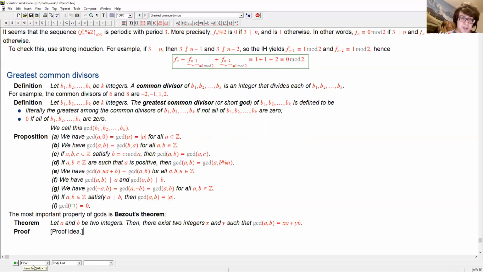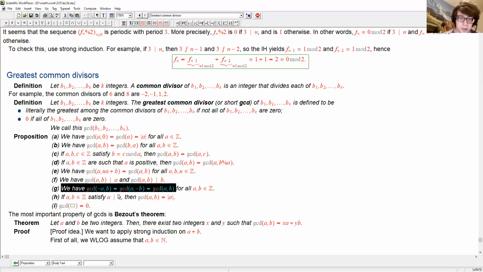Instead of the proof, I will just give the very rough idea. We want to apply induction on a plus b. And since it's going to change unpredictably rather than just by 1, we better apply strong induction. But even so, it's a bit tricky because a plus b can be positive, it can be negative, it can be arbitrarily large and small. So first of all, we WLOG assume that a and b are non-negative, because if they aren't, we use this thing to reduce it to the non-negative case. We just replace a by minus a if a is negative, and we replace b by minus b if b is negative.